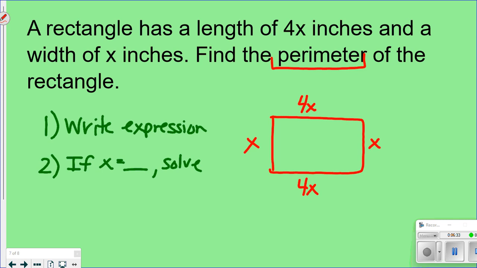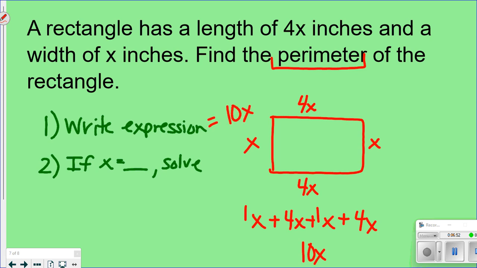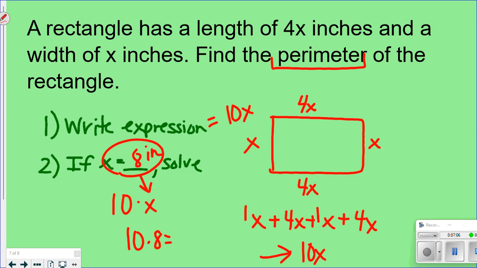And then, first of all, let's write the expression, meaning what's the perimeter of this thing if I had to figure it out. So that means I'm going to add all my side lengths together. So x plus 4x plus x plus 4x. Well, how many x's do I have? I have 10x. Okay, so my simplified expression is 10x. Now if it said if x is 8 inches, solve. So then you say, okay, if this is 10x, so 10 times x, and if this is what x is, I'm going to substitute this in, and this is what it looks like then. So if x is 8 inches, I know the perimeter of my figure is 80 inches.